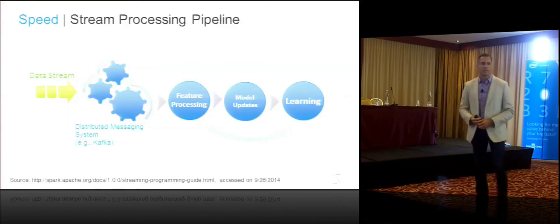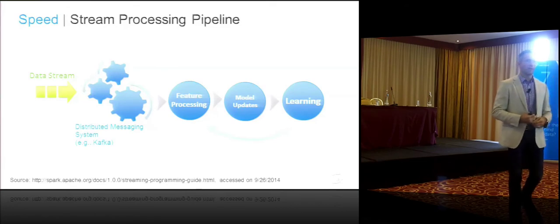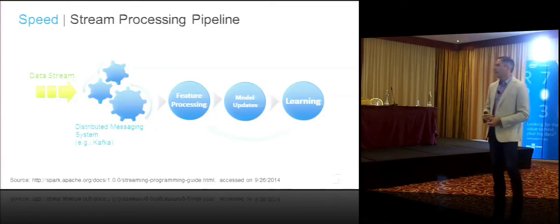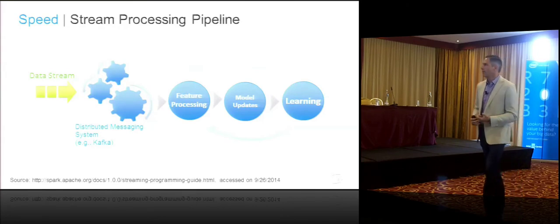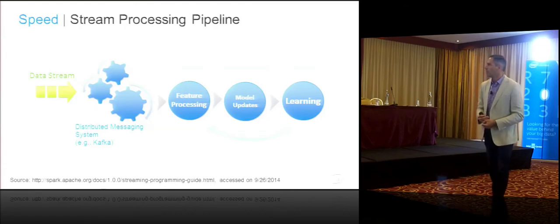So for Internet of Things, it really puts a larger emphasis on stream processing. Wolfgang talked about stream processing a bit earlier. We take a data stream in, we take a distributed messaging system like Kafka or Flume or any of the other good projects.